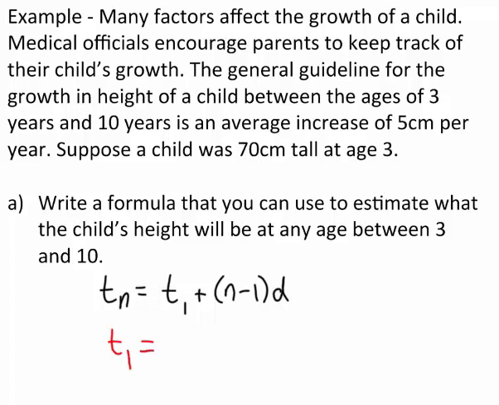So our T1, I'm going to look back at the question and notice that this is for children between the ages of 3 and 10, and that I know the child was 70 centimeters tall at age 3. So for my purposes, this begins at age 3, so my T1 is 70. Now that can be a little bit confusing. We'll talk about a way to sort out how T1 is 3 in a couple of minutes.